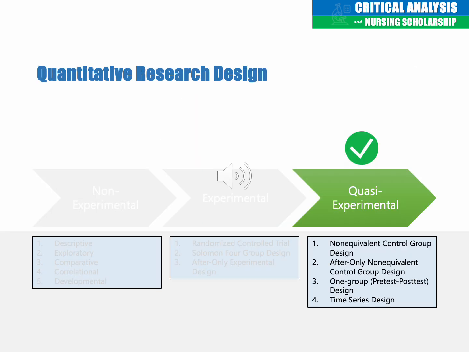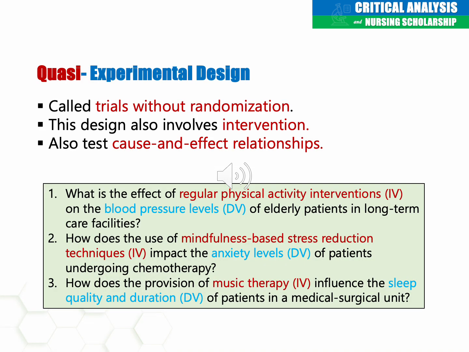At this point, we are going to discuss the second type of quantitative research design called quasi-experimental research design. Why it is called quasi and how it is different from true experimental research design. Now let's talk about quasi-experimental design and how it is different from true experimental research design.